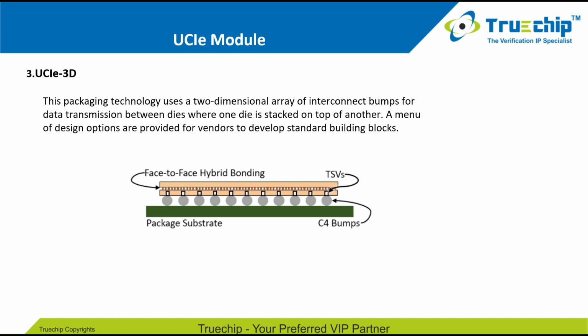And the third and newest category is UCIe 3D. This moves the interconnect into the vertical dimension. This technology uses a two-dimensional array of bumps to transmit data between dies stacked on top of each other. As this diagram shows, this uses advanced technologies like face-to-face hybrid bonding and TSVs. This 3D approach provides a path to even higher bandwidth and lower power.